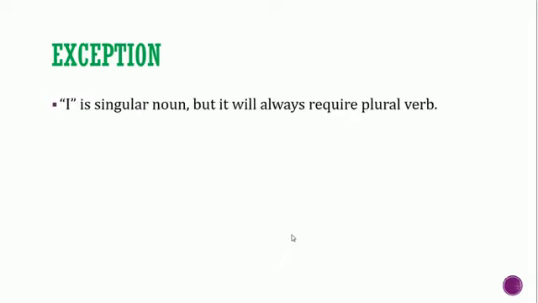Of course, there are some exceptions. For example, as you may know, I is singular, right? I is just me, just one. But it will always require a plural verb. I eat 3 times a day. You do not say I eats, no. I eat 3 times a day. So even though I here indicates a singular noun, you will still need a plural verb.